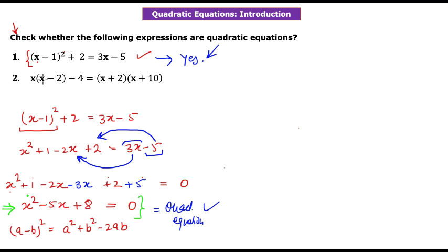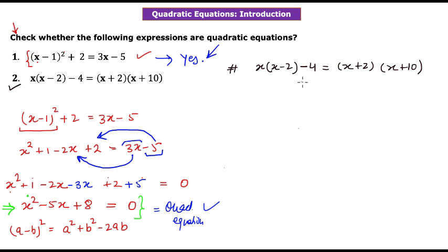So just like that, let us evaluate our question number 2, in which the expression given to us is x times x minus 2 minus 4 is equal to x plus 2 times x plus 10. Okay. Now at first glance, when I look at this problem, I see that there is an x term here and there is a power of 2, and I also see there is a power of 2. So it does look like a quadratic equation. But to be sure, we want to make sure that we expand and simplify before we conclude our answer.